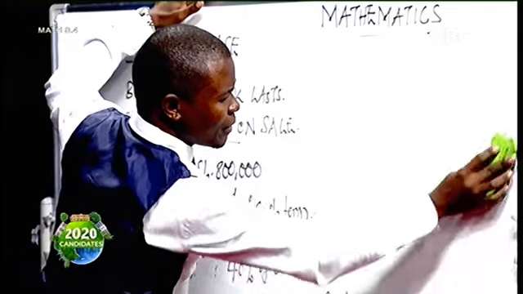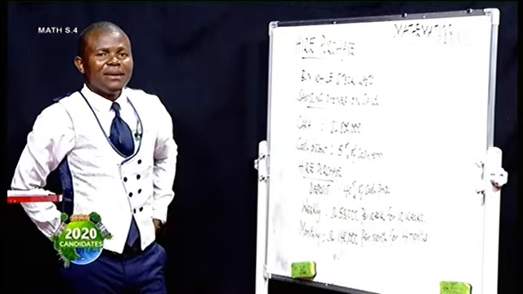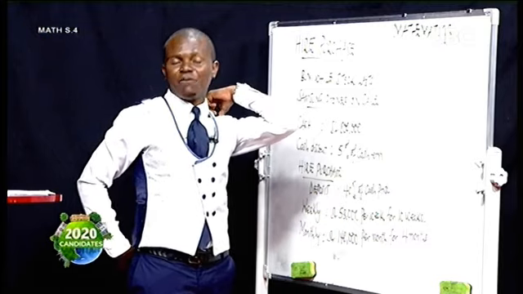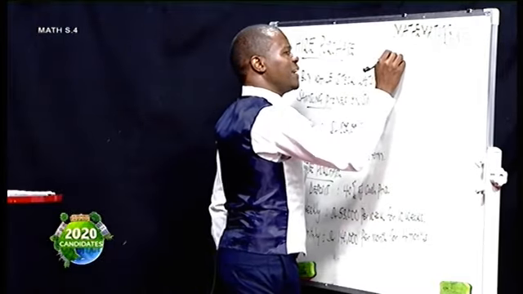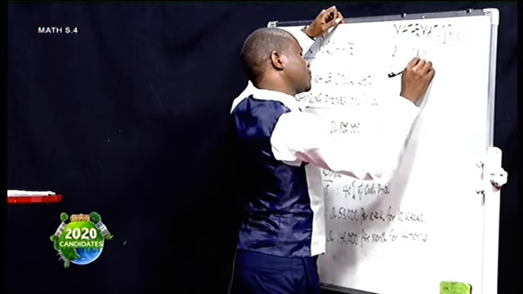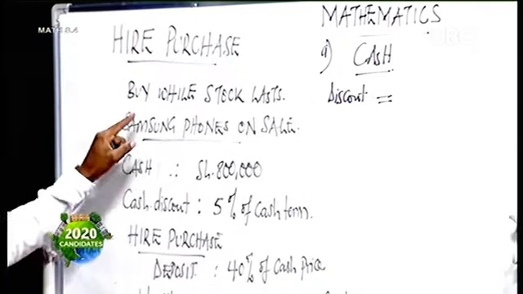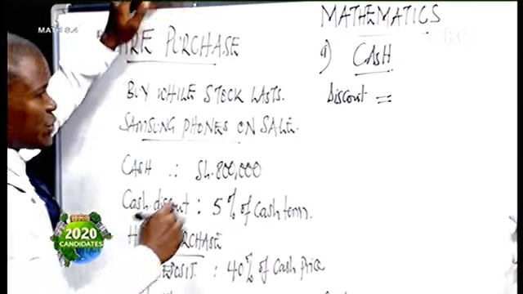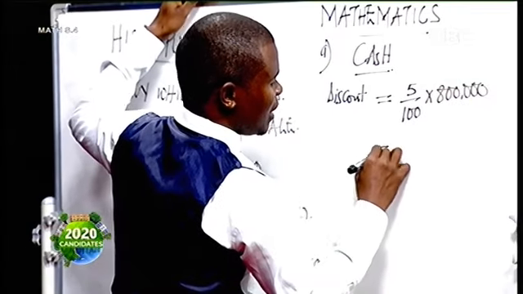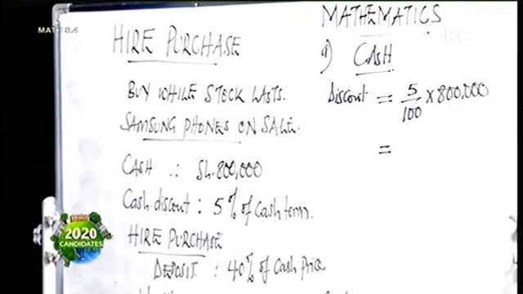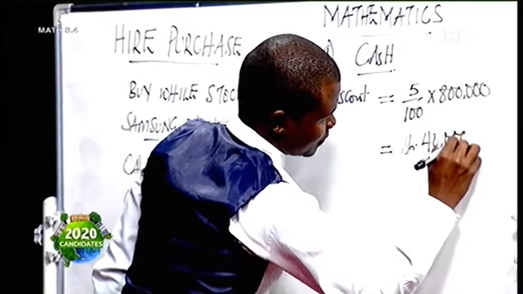Okay, part A is, supposing Okello actually bought the phone on cash price, how much money would he have saved rather than buying it on weekly hire purchase? Let's begin with cash. Part A, cash. The discount the Samsung shop gives is 5% of the cash terms. So we said discount is 5 over 100 times 800,000. And the discount in that case is going to be shillings 40,000.